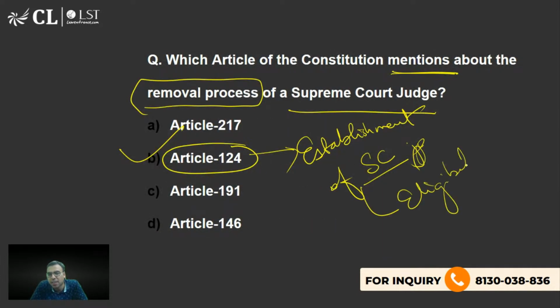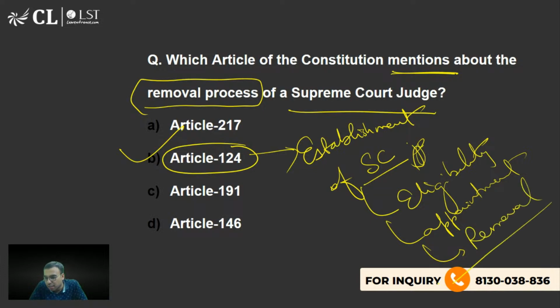में. Eligibility, appointment is done by the president. Then removal process, all are mentioned in 124. Okay, this is what you should be knowing. So B is the right answer to this question.